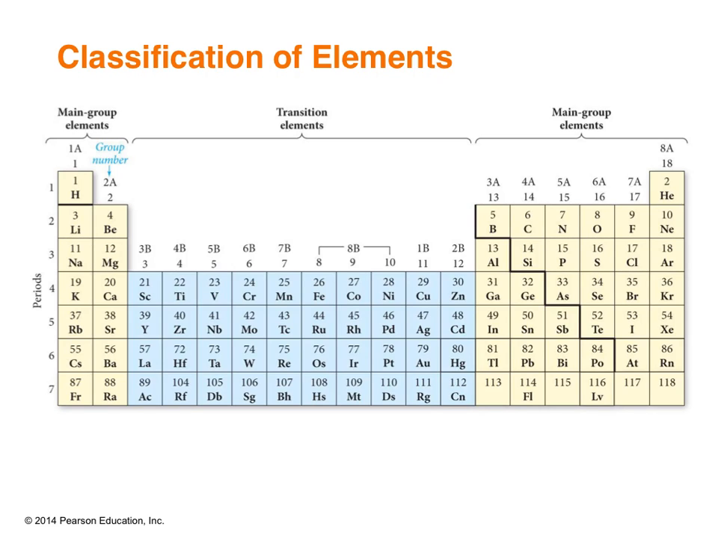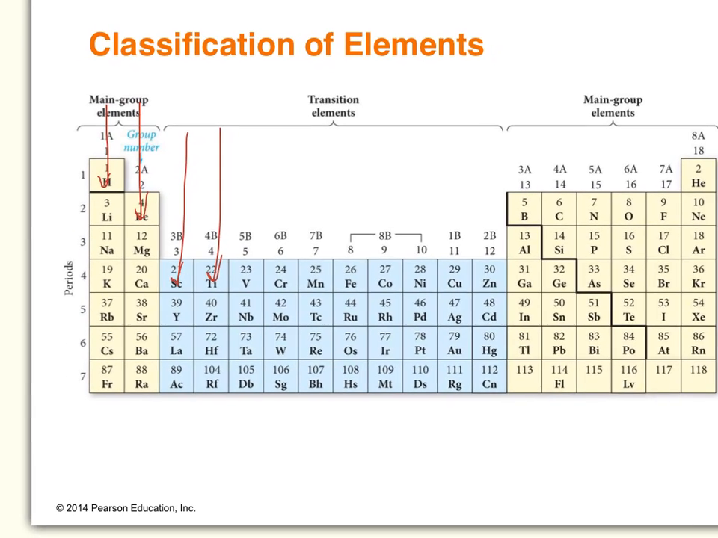Now on the periodic table, one way in which elements are classified is by groups. The vertical columns are known as groups. The horizontal rows are known as periods. Okay, horizontal rows are known as periods.